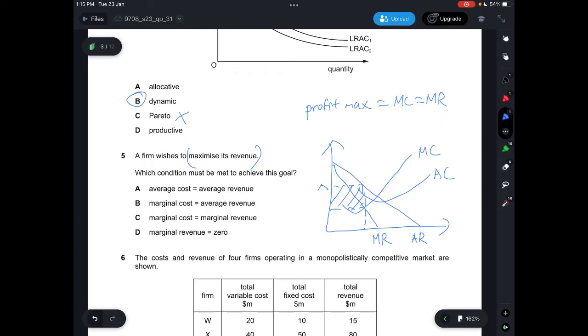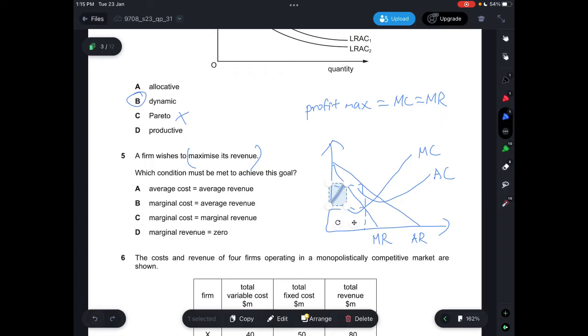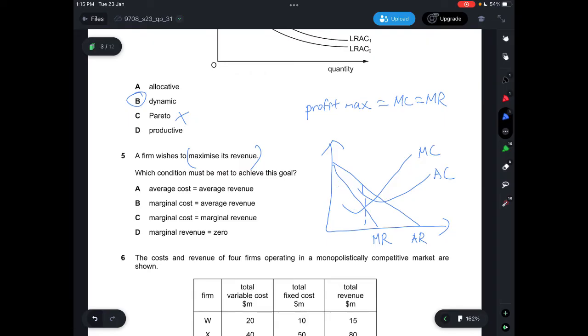But here we're not talking about profit maximization, we're talking about revenue maximization. So revenue maximization would be basically the maximum amount that I can earn from the sale of products. So MC equals MR is not the answer. But let's look at AC equals AR. If it's AC equals AR, it will be at this point.